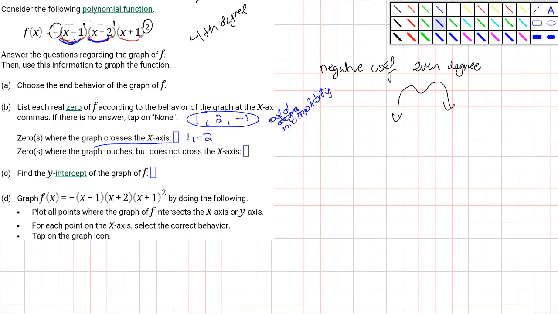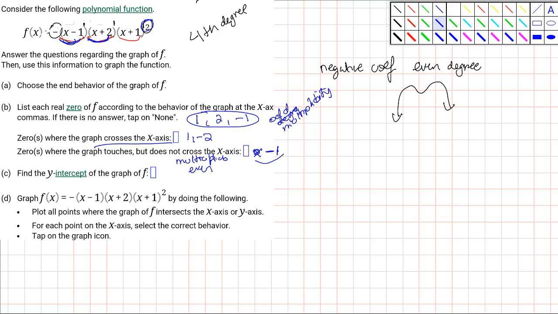Whenever the multiplicity is even, then the graph touches but does not cross the axis. So here we have even multiplicity at x equals negative 1. At negative 1, it does not cross the x-axis. It touches the x-axis but does not cross it.